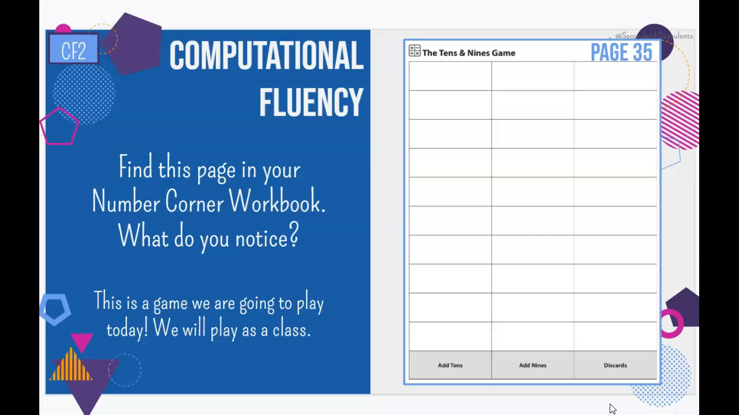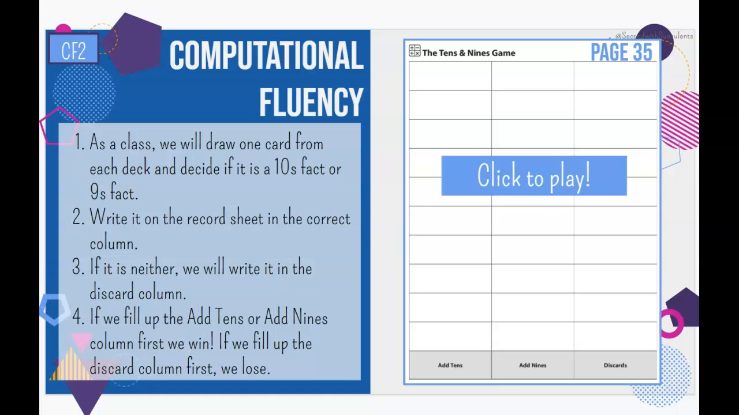You may have also noticed that there are a lot of empty rows and columns. This will be part of our game as well. We'll fill them in as we play. We will play this game as a class. It's called the tens and nines game. Let's have a look at how we play.